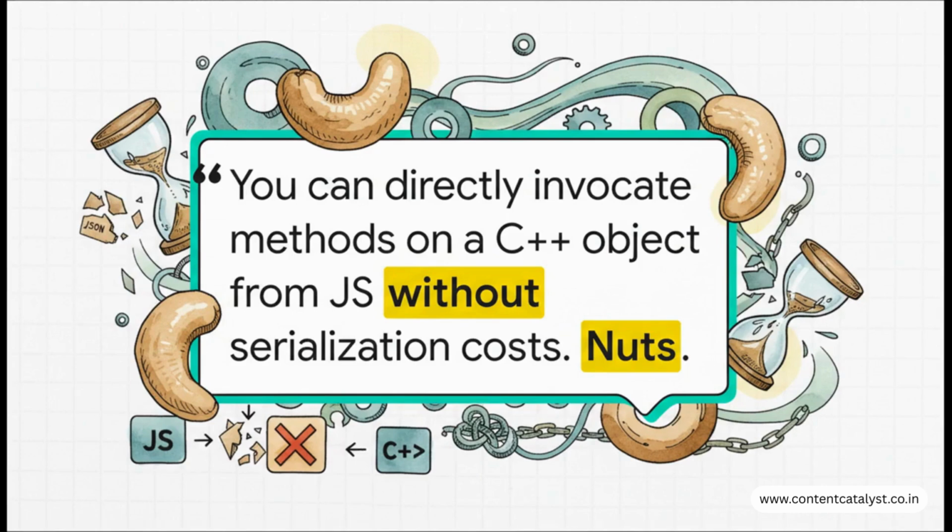Because you have that direct reference, you can just call methods on native objects straight from your JavaScript. There's no more packing things into JSON, no more serialization bottleneck. That entire performance tax, it's just gone.